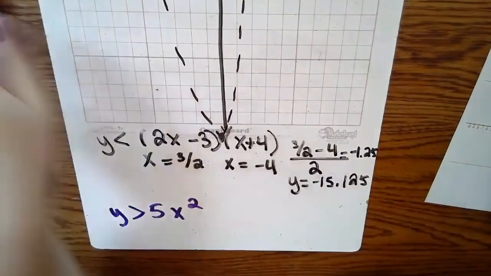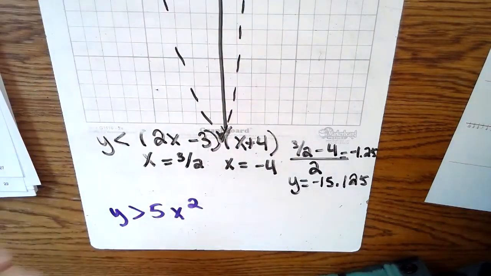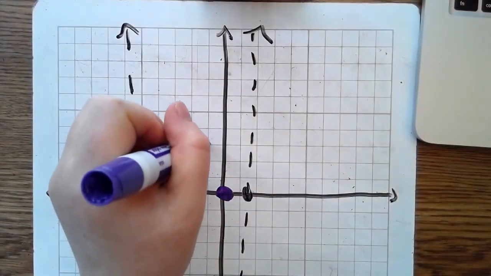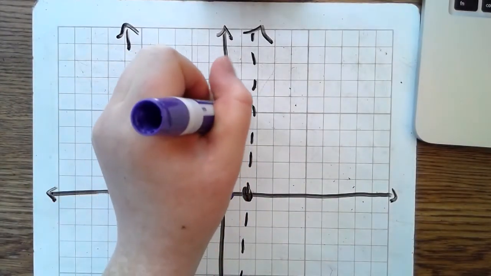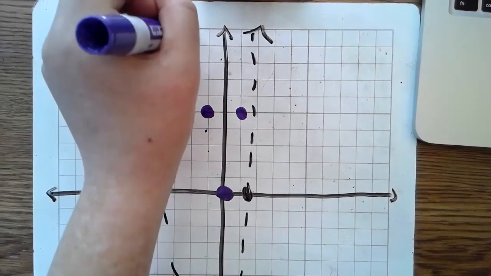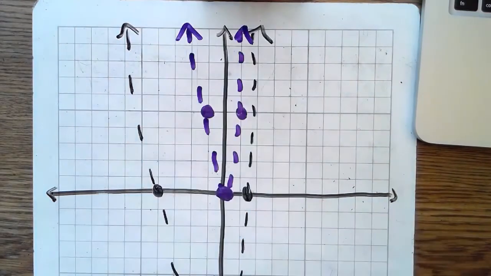And then this graph, I'll do in purple. So this vertex is at 0, 0, and my A value is 5. So I'm going to go over 1, up 1, 2, 3, 4, 5. And then I go, and it'll just get really big. And that's going to be dashed as well. So it's like sitting inside the other graph.